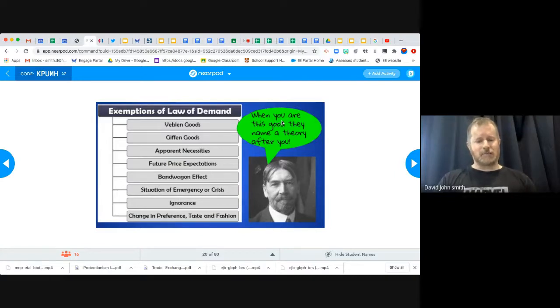And then there's the next one, the bandwagon effect. Now, have I talked to you about the bandwagon effect before?